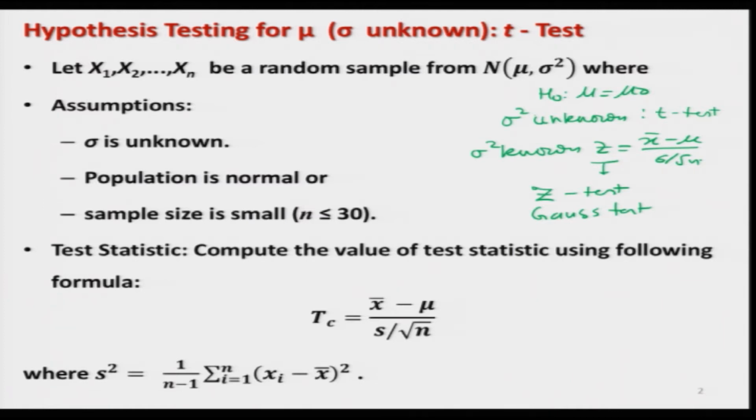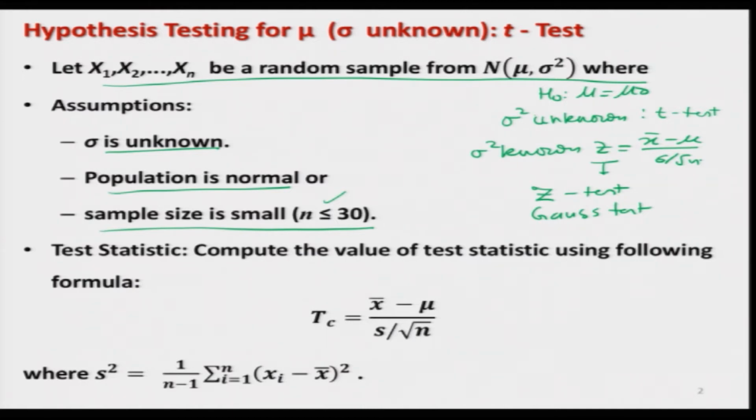In this case, we assume that x1, x2, ..., xn is a random sample of size n from normal mu, sigma square, where sigma is unknown, the population is normal, and the sample size is small. What is the meaning of small? n less than or equal to 30. I do not need to explain why this condition comes, because you can recall that when the degrees of freedom of the t distribution are 30 or more, the t distribution and the normal distribution become the same, their structure and probabilities become the same.